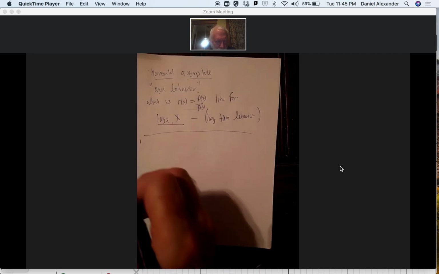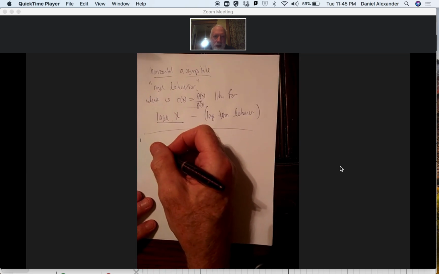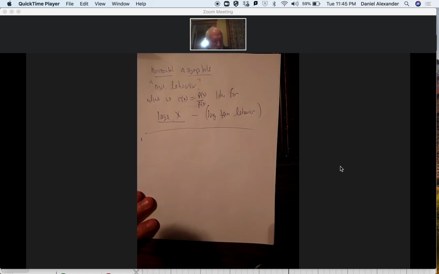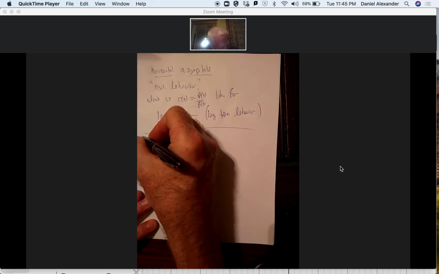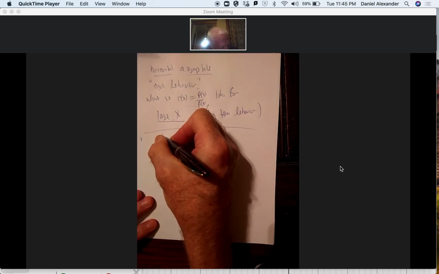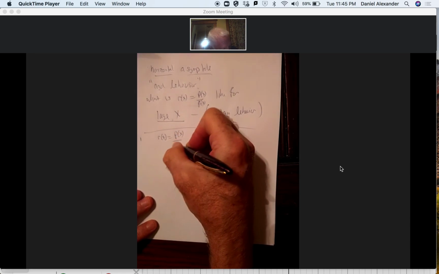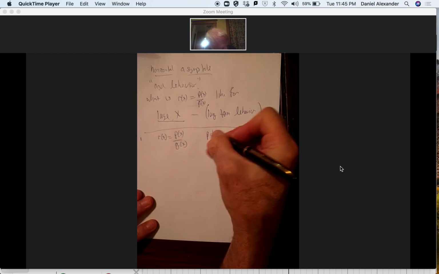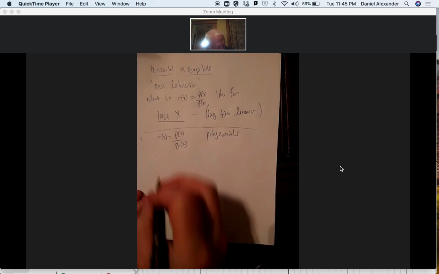There's a really simple rule for figuring out what's going to happen. I was hoping that what we did in class would help you figure this out, but it didn't. So I'm just going to state what the three rules are. Remember, r of x equals p of x over q of x, and these are polynomials, so they have a degree. And here's the rule.